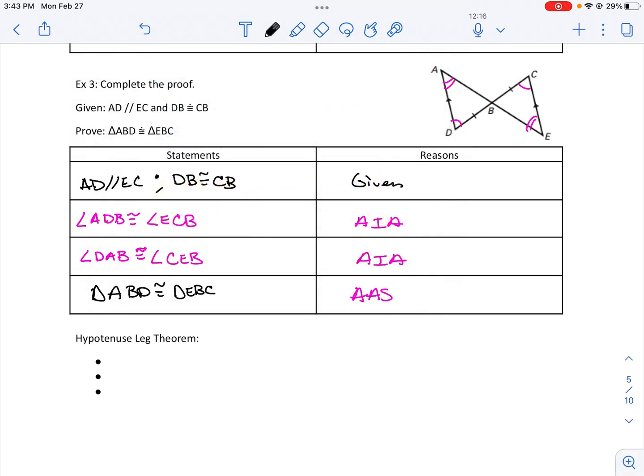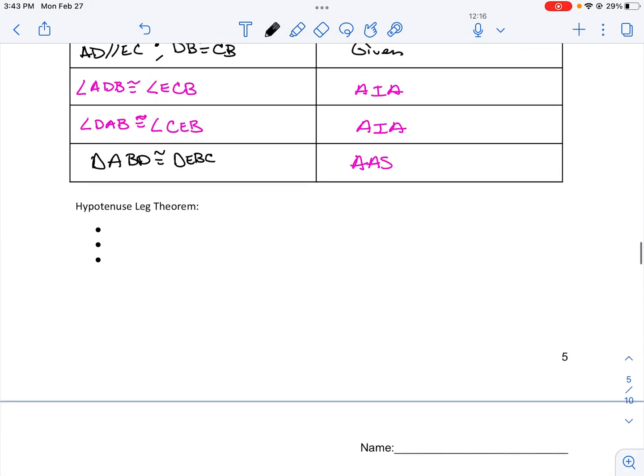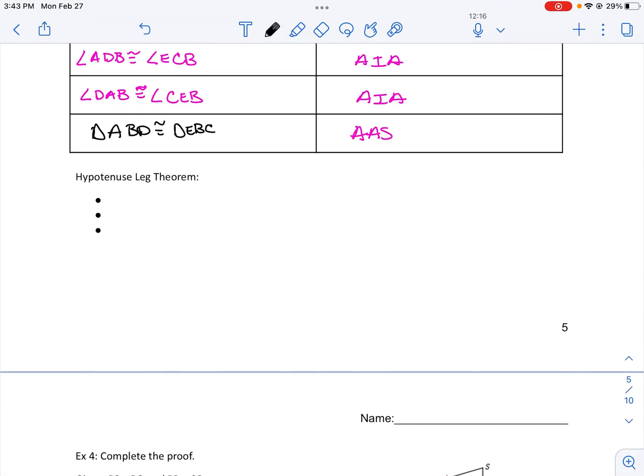Then there is another way to prove triangles congruent. That's the hypotenuse leg theorem. This is only with right triangles. And what this is, you need one pair of legs congruent, and we'll talk about a picture. The hypotenuses must be congruent, and you need 2 right triangles.